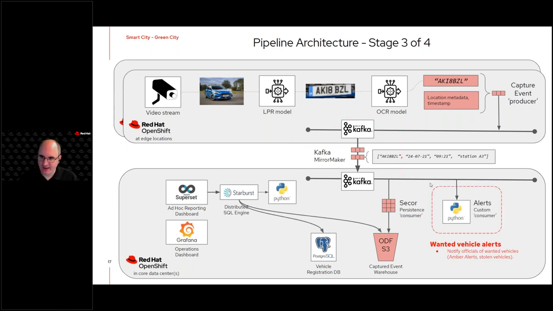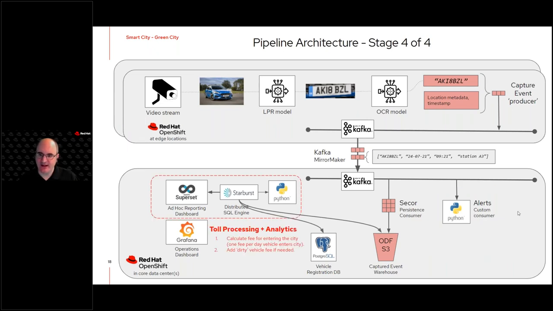We have different listeners now to our Kafka topic. First, we have a listener that is looking for a specific license plate. Okay, there is a vehicle that we want to find for different reasons. So here I'm listening in real time to my Kafka topic, and I'm displaying an alert if there is a wanted car that has been found.